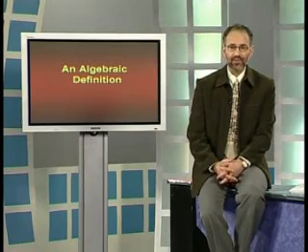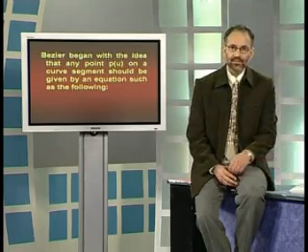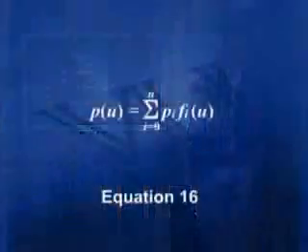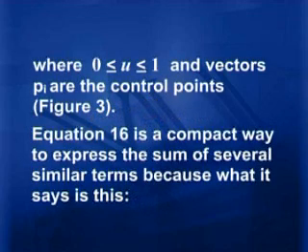We have talked about the geometric construction. Let's talk about the algebraic definition of the same as well. Bezier began with the idea that any point P of U on a curved segment should be given by an equation such as the following. P of U equals the sum of Pi Fi of U for i equal to 0 to n. Let's mark this expression as equation 16, where U is in the range 0 to 1. So U has a value greater than or equal to 0 and less than or equal to 1, and vectors Pi are the control points that we have already talked about.